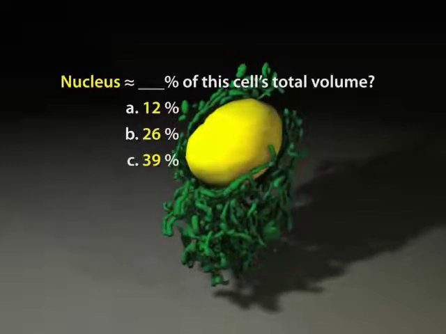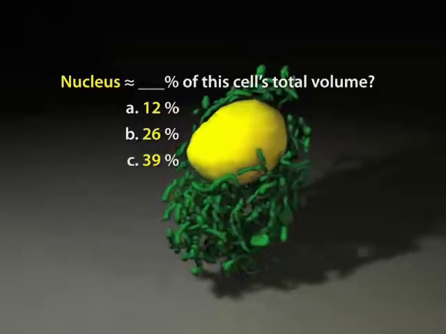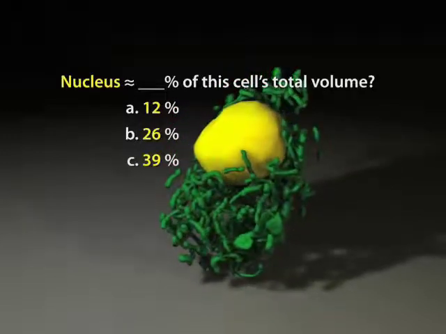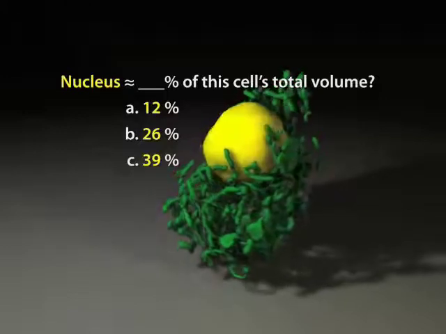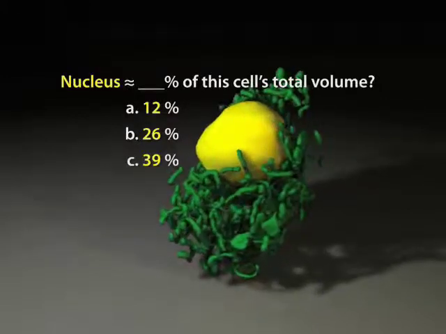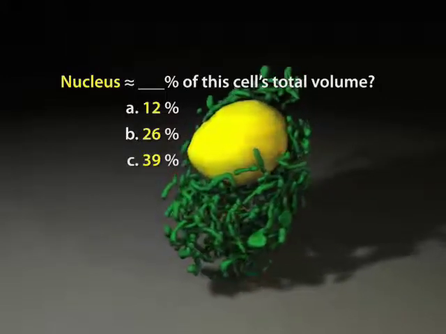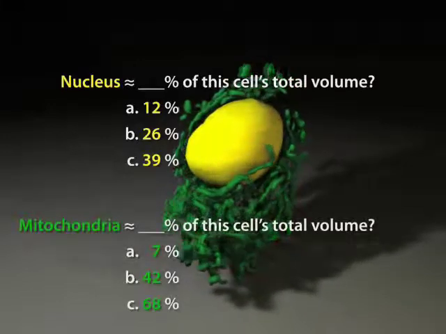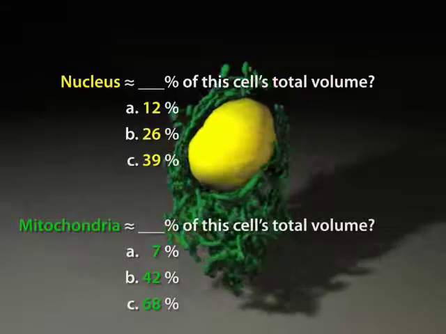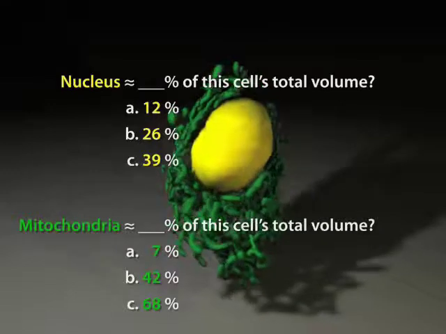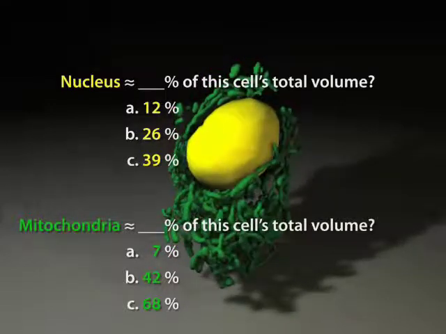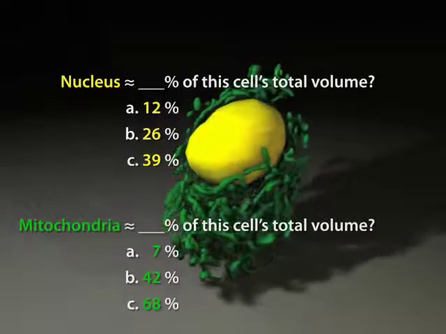For example, approximately how much of the cell's total volume do you think that this yellow nucleus occupies? About 12%, 26%, or about 39%? How much of the cell's total volume do you think that the green mitochondria occupy? About 7%, 42%, or about 68%?